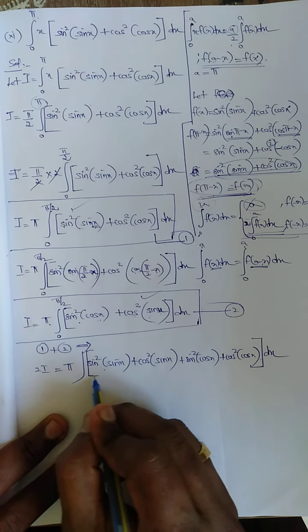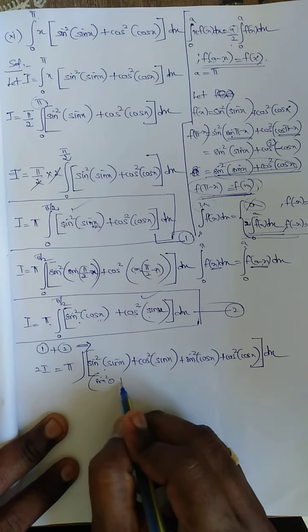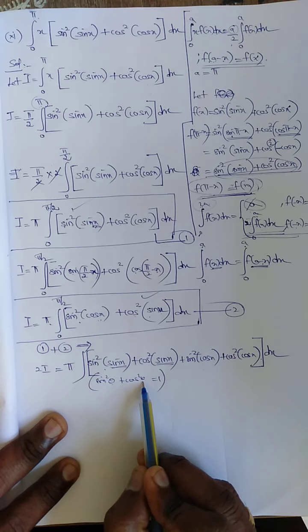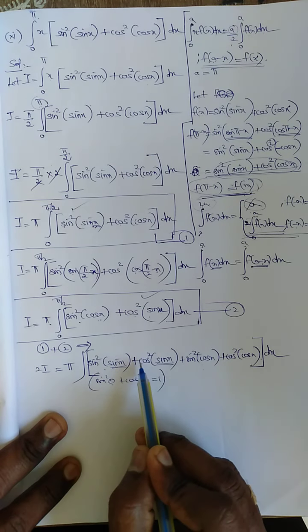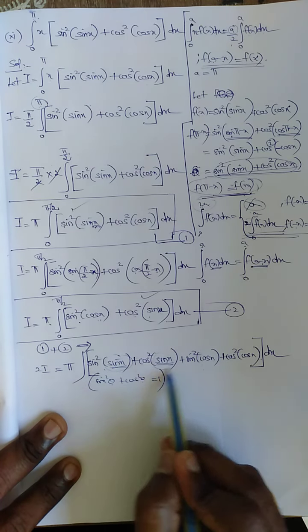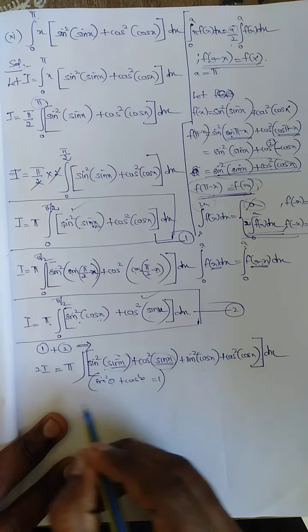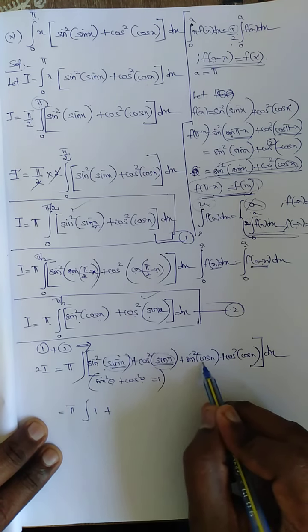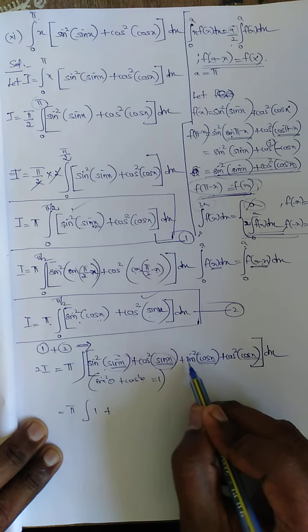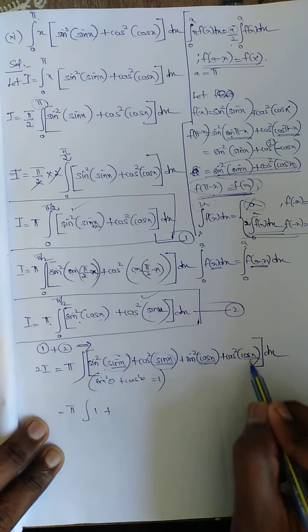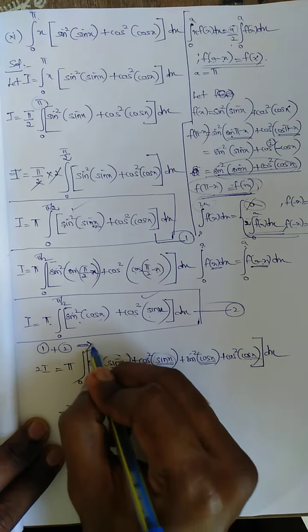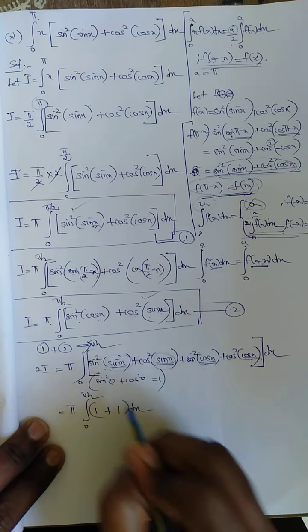We know the formula. What is the formula? Sine square theta plus cos square theta is equal to 1. The theta should be the same. Sine square theta plus cos square theta. Here the theta is sin x, no problem. Sine square sin x plus cos square sin x, the answer is 1. The same here also, the theta is cos x. Sine square cos x plus cos square cos x is the same, 1. So 1 plus 1 into dx. The limit is nothing but 0 to pi by 2.